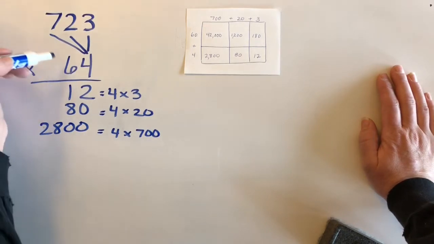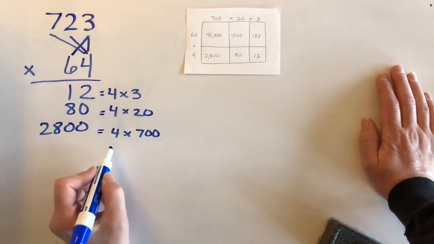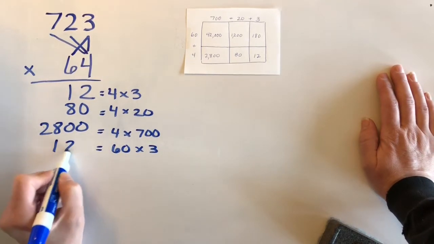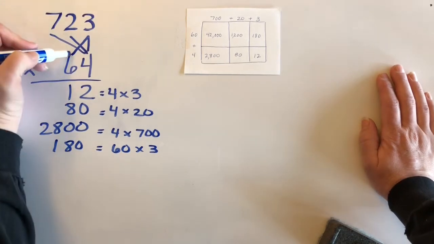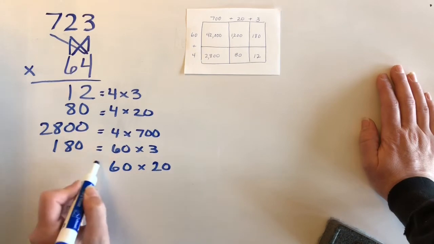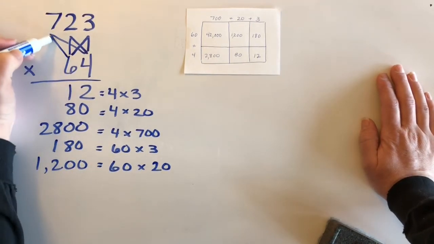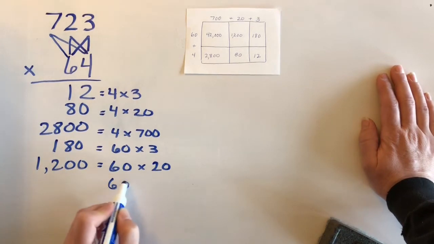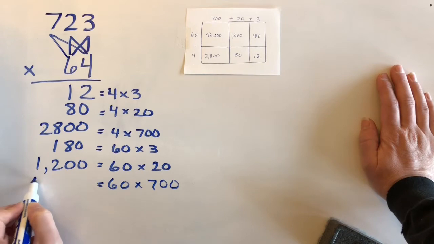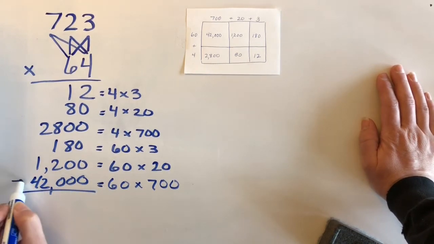And then I now go to the 6. 6 times 3, and remember it's 6 tens, so 60 times 3 equals 180. 60 times 20 equals 1,200. And then finally 60 times 700, which equals 42,000. And I'll add those up.